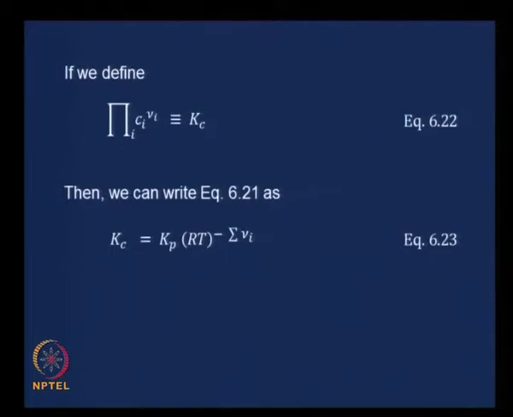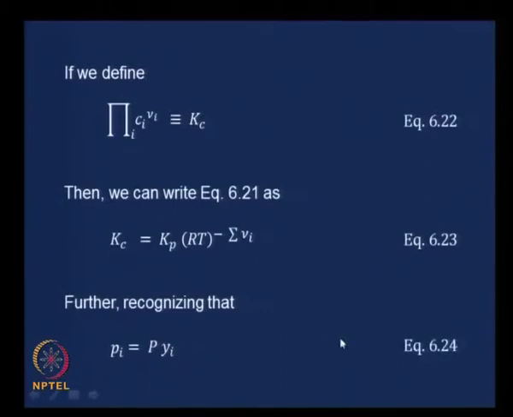There is probably one more. Let us recognize that Pi is nothing but P into Yi, equation 624, and let me leave you with this for another 10 minutes to derive Ky, the equilibrium constant based on the mole fractions Yi. Can you go ahead and do it on the same lines as we did for this? I will present the results after 10 minutes. Go ahead please.